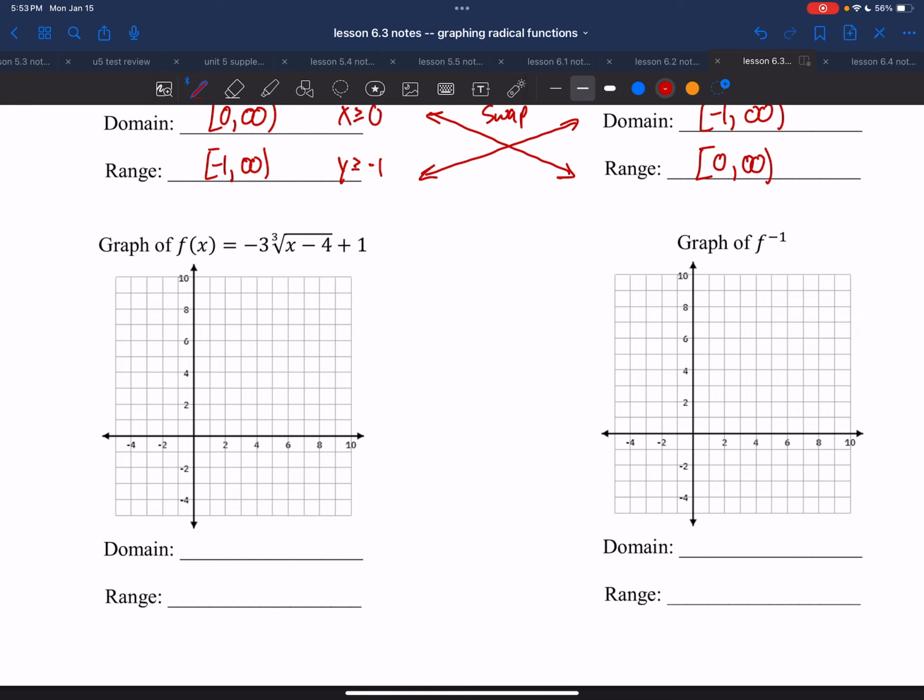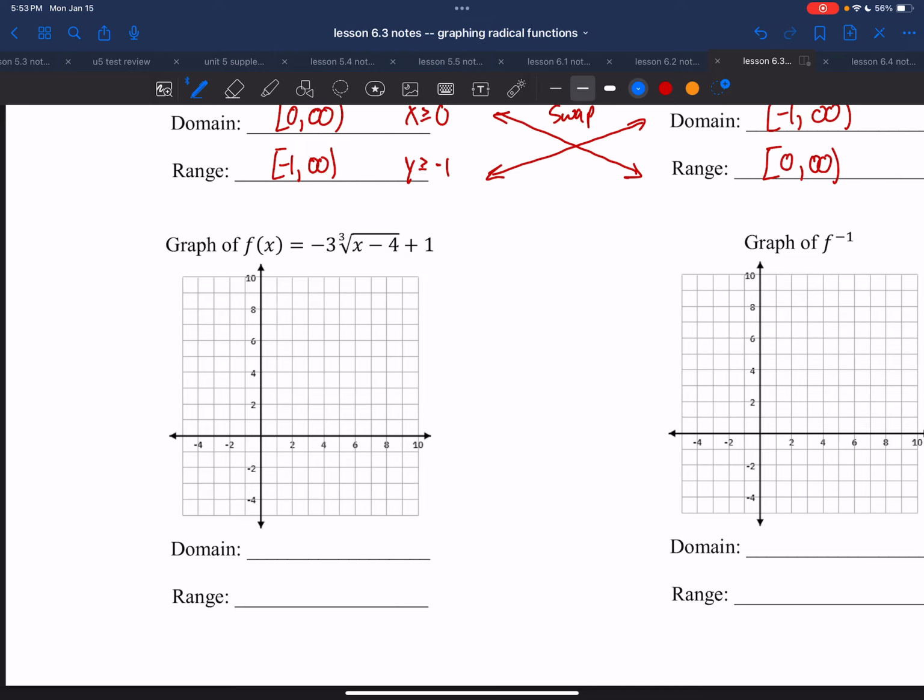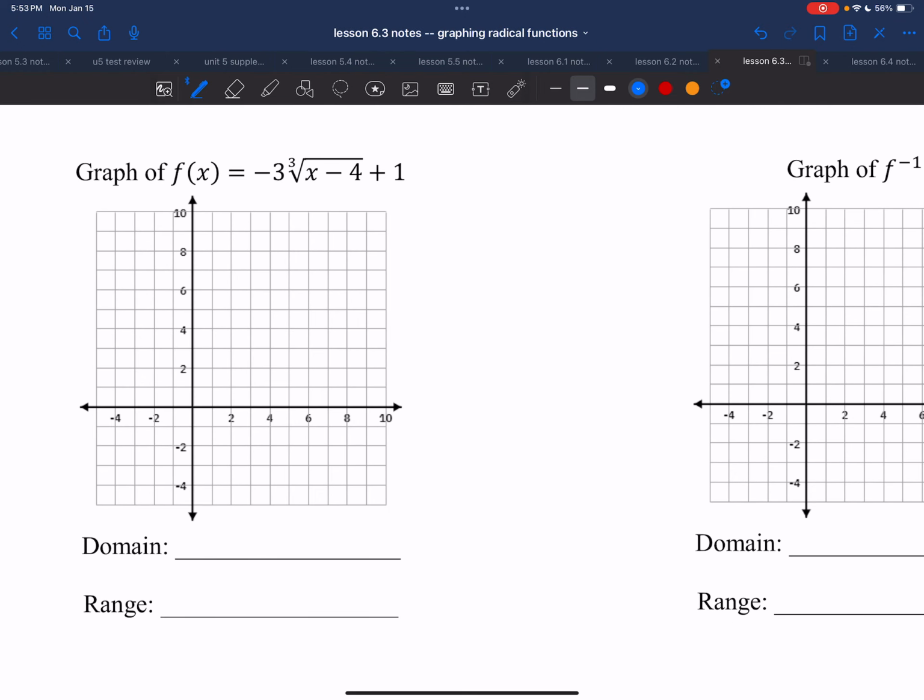I'll do one more example here. Let's switch to blue. Mix it up a little bit. Graph of f of x equals negative 3 times the cube root of x minus 4, plus 1. So this negative 3, what does it do? The negative 3 does two things. It's a vertical reflection because it's negative. It's also a vertical stretch because 3 is greater than 1. The x minus 4 being inside the radical moves it right 4, and the plus 1 moves it up 1.